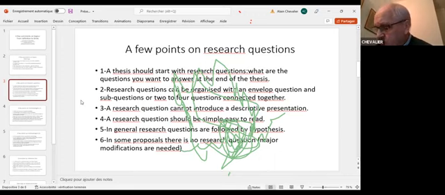Or the second way is to have 2 to 4 questions at the same level of importance, which generally structure your chapters or the analytical part, part number 3. An advice here is that research questions cannot introduce a descriptive part. For example, I come back to the IPO. If your first research question is what are the different categories of IPOs in Vietnam, it's not a research question, it's a descriptive part of your thesis. It means you don't need a research question to do that.